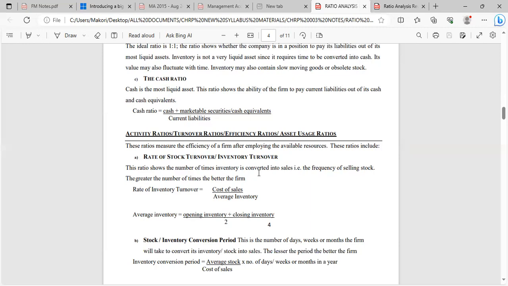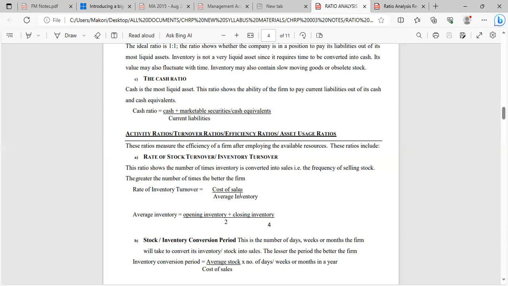So we have the stock turnover ratio, or inventory turnover. They measure the number of times the inventory is converted into sales or into cash. How well are we converting inventory into sales? In simple terms, how many times are you restocking your business? The rate at which you are restocking your business is the same as the rate at which you are converting your stock into sales. The higher the rate, the better. The greater the number of times you are converting stock into sales, the better the performance of the business.